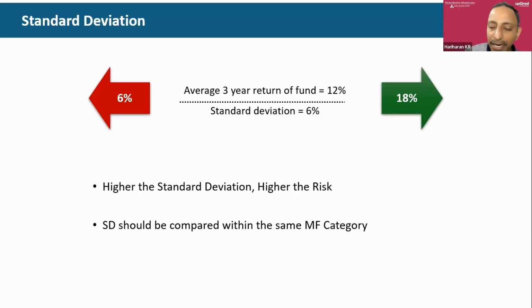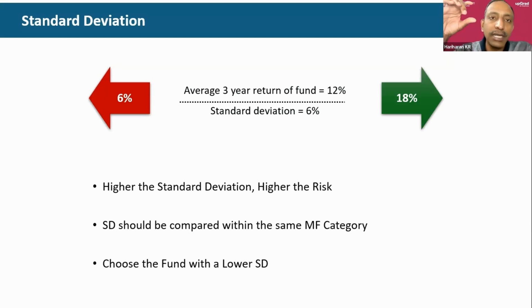Once you have compared, select the fund which is the lowest in terms of standard deviation, because you don't want fluctuation. You don't want too much volatility. So standard deviation helps us find out the extent of fluctuation and volatility in the fund. Therefore, select within the category and choose the fund which has the lower standard deviation. Let's go to the second one, which is beta.